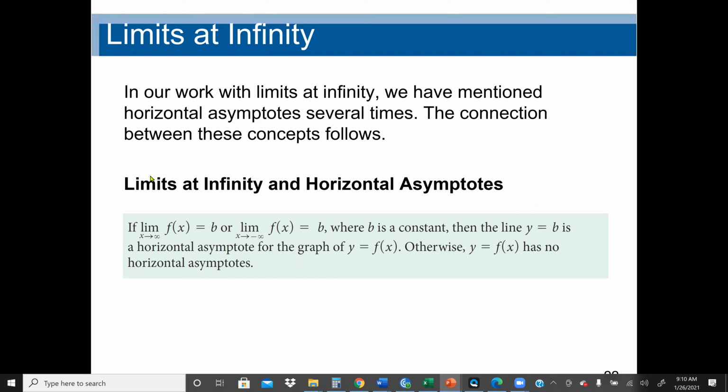So if no questions, let's look at this rule also. Here we have limits at infinity and also horizontal asymptotes. So here we say that if the limit as x approaches infinity of f of x equals b, or the limit as x approaches negative infinity of f of x is equal to b, b can be any constant value. Then we say that the line y is equal to b will be the horizontal asymptote. And that's what we got. The first question, the answer was 2.